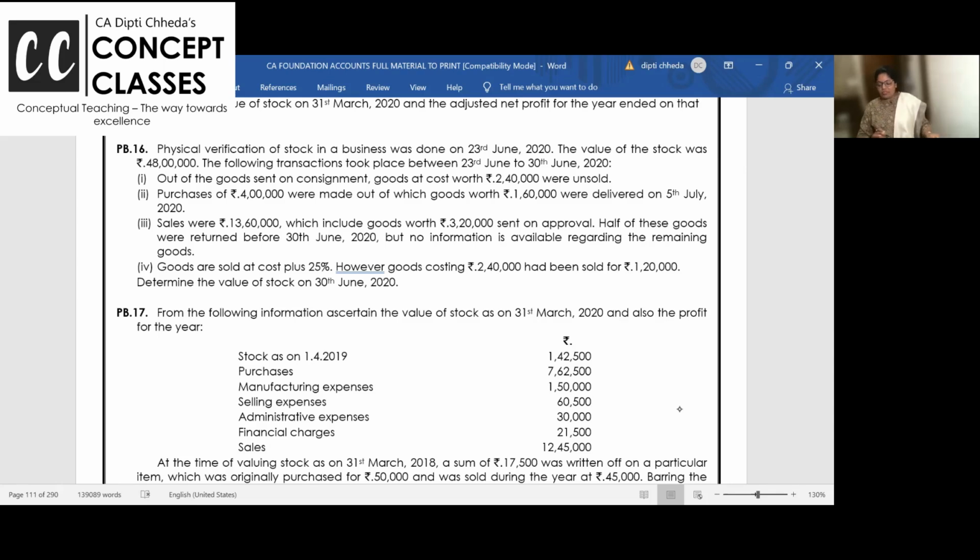Now, purchases of 4 lakh were made, out of which goods worth 160 were delivered on 5th July. So those 160 didn't come. Whatever has come should be there in the stock, in the godown. So add back, right? Okay.